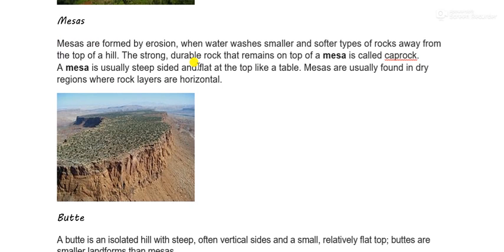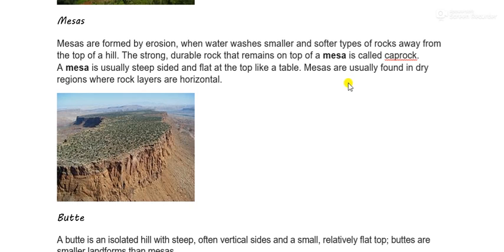Mesas are formed by erosion when water washes smaller and softer type of rocks away from the top of a hill. So a hill which eventually gets eroded by water, and the strong durable rock which remains on the top of the mesa is called cap rock. A mesa is usually steep sided, as you can see, and it is flat at the top like a table.